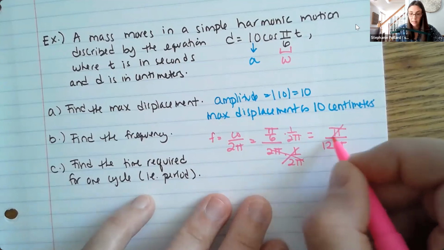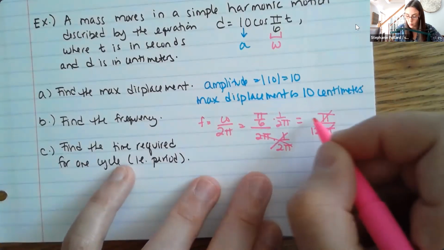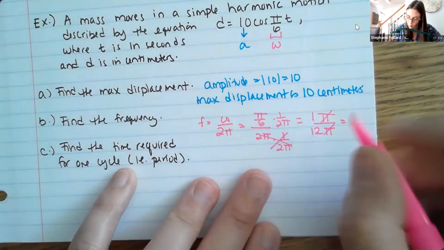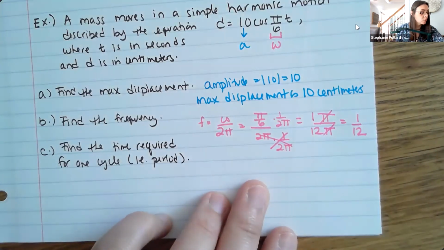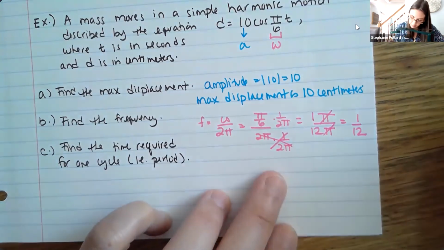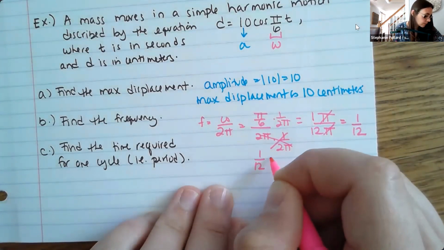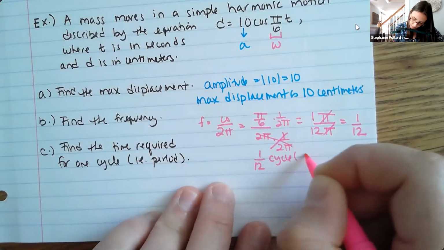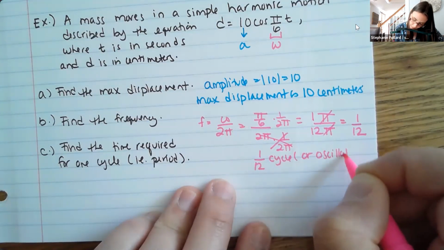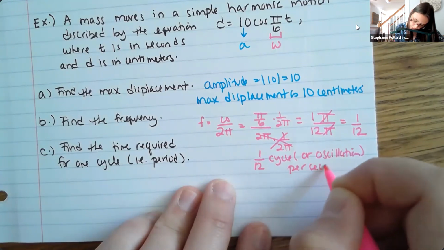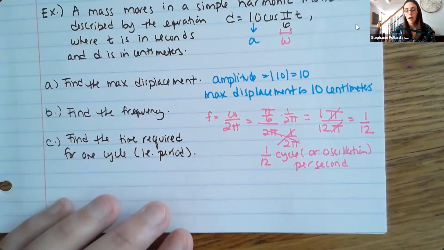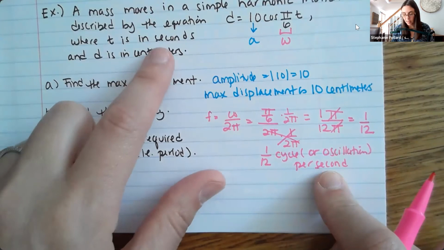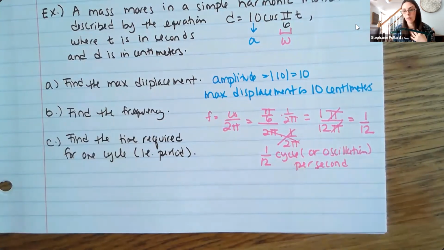And of course, those pi's are going to cancel. Just be careful, there is something on top. There's always a 1 there. You can't just put the 12 up top. So it's 1/12 is our frequency here. So the frequency is 1/12 of the cycle per second, or oscillation. So your frequency is always that part of a cycle that occurs in 1 unit's time. So here we're talking about seconds, so that's why I'm doing seconds, but it's 1/12 of the cycle or the oscillation, whatever you want to call it, here per second.